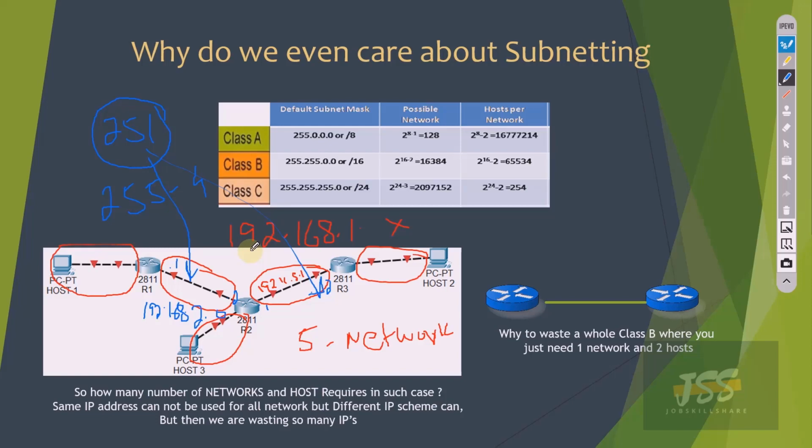So this is the basic requirement. We do not want to waste our IP addresses. So this is where we use the concept of subnetting, which we will cover in the upcoming slides.